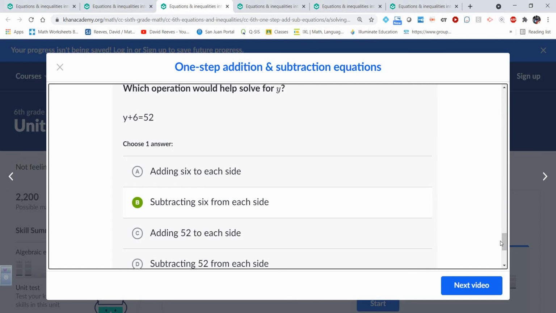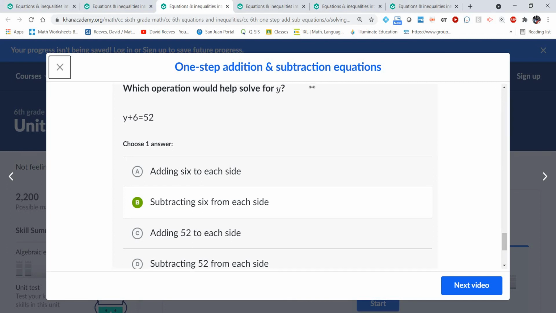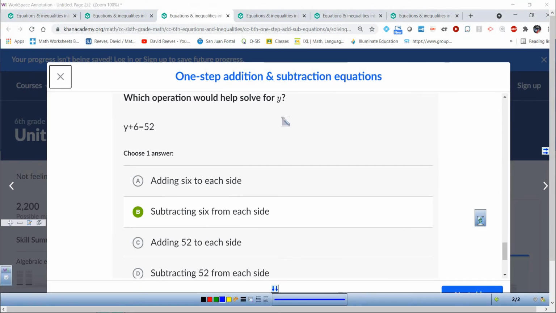All right, so let's go ahead and take a look at this. I'm going to go ahead and try to write this down here. So I'm going to rewrite the equation that I have right here. y plus 6 is equal to 52. So what did we say that we wanted to do? We wanted to subtract 6 from each side. All right, so when we do that to both sides, what happens here?